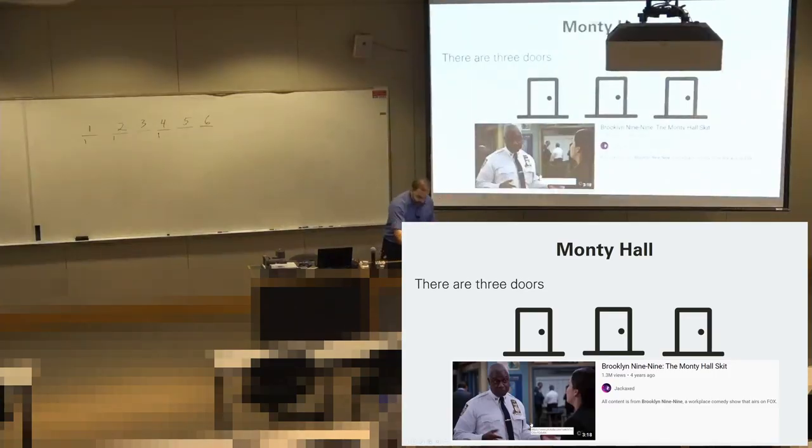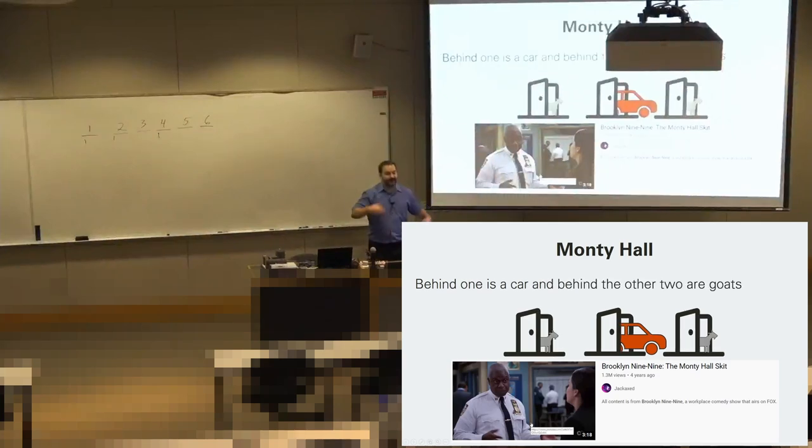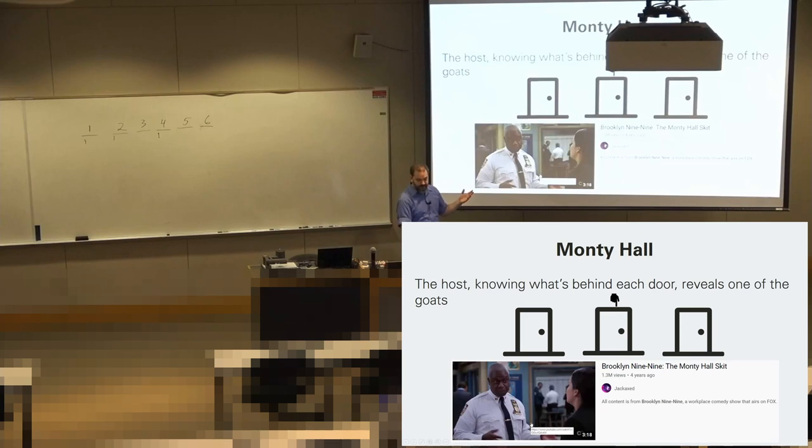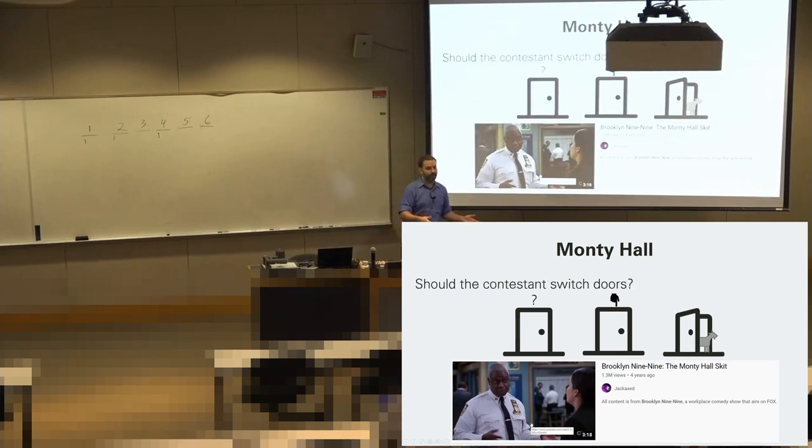Right? There are three doors. Behind one of the doors is a car. Yep, behind the other two are goats, right? Again, I'm having a little bit of a visualization for you. Now, when the contestant was accepting one of the doors, the host would then show one of the other doors, specifically the one of them with a goat.